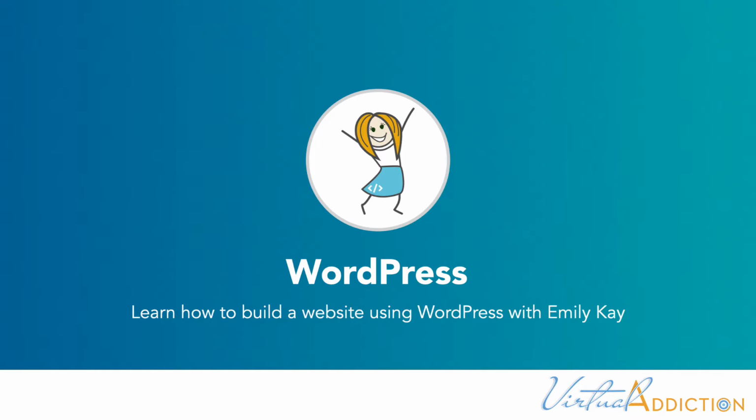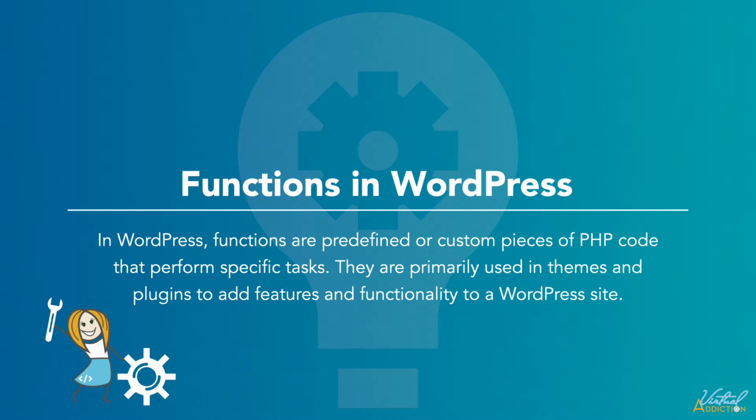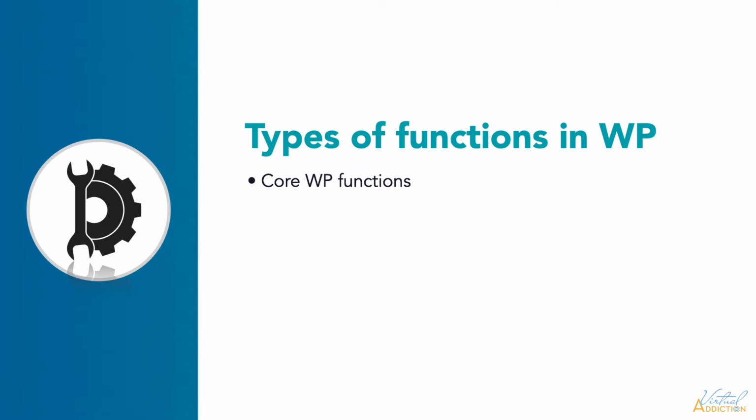Now that you understand the basics of PHP and JSON, let's look at how these languages pertain specifically to WordPress. We talked about using functions. We use functions a lot in WordPress. Keep in mind that functions are either predefined or custom pieces of PHP code that allow you to perform specific tasks. We primarily use them in themes and plugins, and this allows us to add features and functionality to a WordPress website. In WordPress, there's several types of functions.